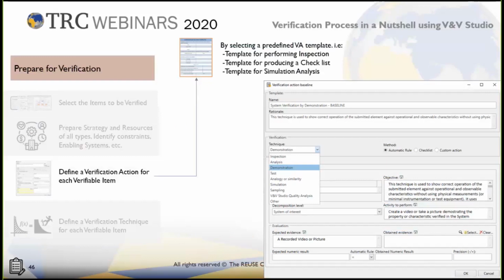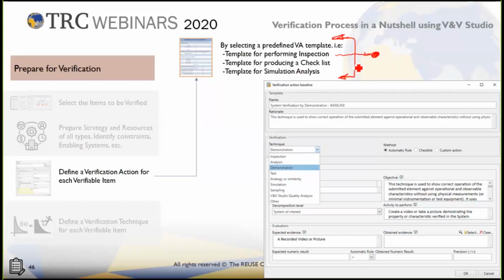So the way to do that in a reusable way is just to define some templates. You can create, for once, a template for doing inspection where you decide what kind of things you have to do, what protocols you follow, what evidences you expect, what kind of videos or whatever you want to include, the way you should fill the verification action and so on. And in case you have to verify by inspection 20 different elements, you just simply instantiate this verification action and fill it.